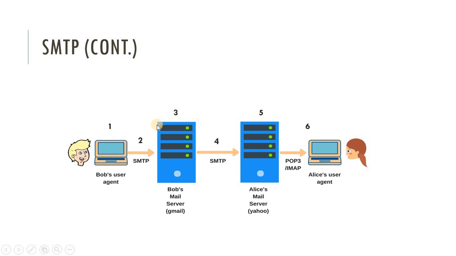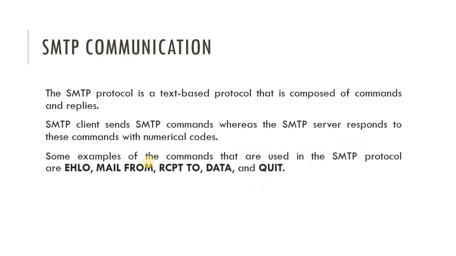As I said, all the communication between two servers is done by the SMTP protocol. So now let's understand what the SMTP protocol is and how it works. The SMTP protocol is a text-based protocol that is composed of commands and replies. The SMTP client sends SMTP commands and the SMTP server responds to these commands with numerical codes. Some examples of these commands are HELO, MAIL FROM, RCPT TO, DATA, and QUIT.